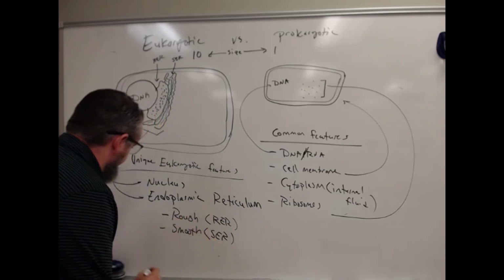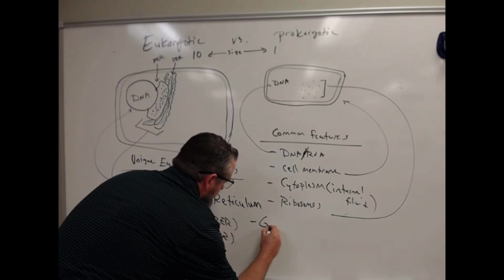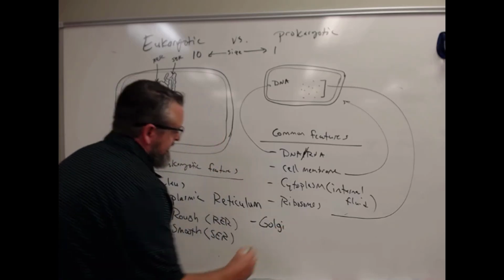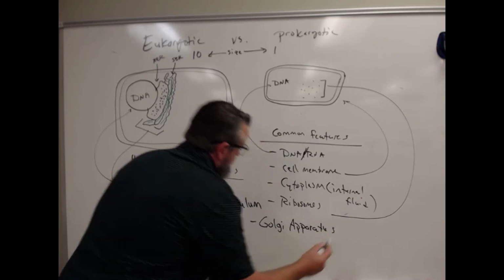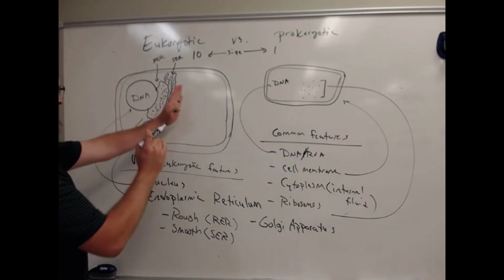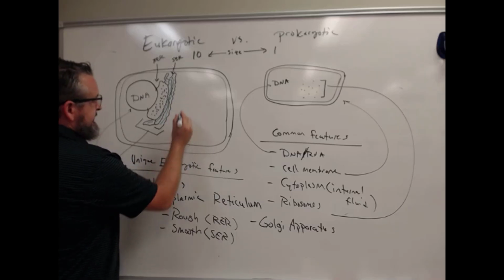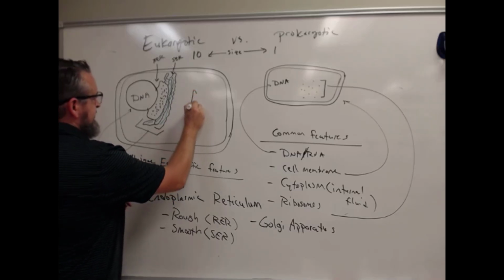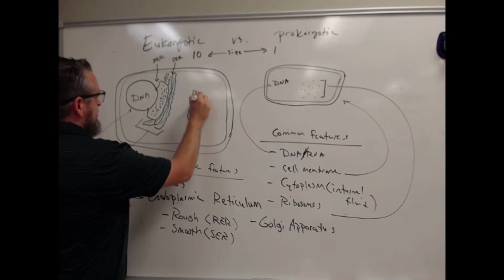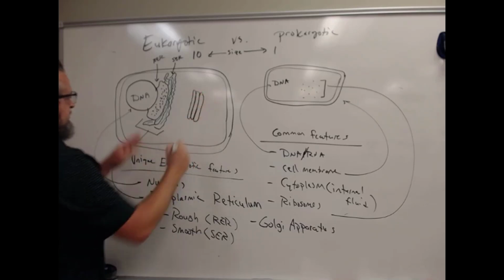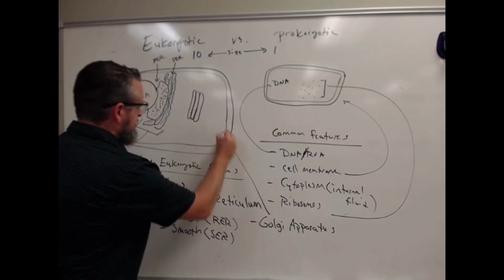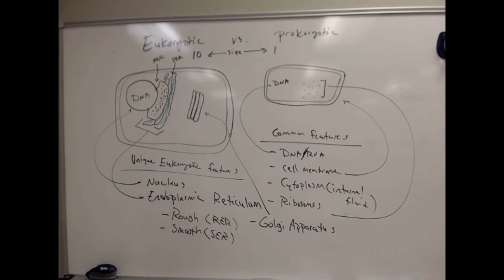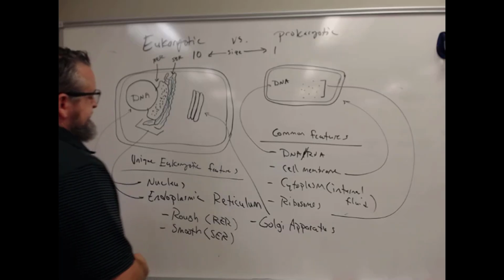Next one that you'll have is called the Golgi apparatus. The Golgi apparatus is adjacent to the endoplasmic reticulum and looks like a series of flat little pancakes drawn off to the side from your endoplasmic reticulum. So this over here is the Golgi. We'll talk about what the Golgi does, but it's part of this system of internal organization.